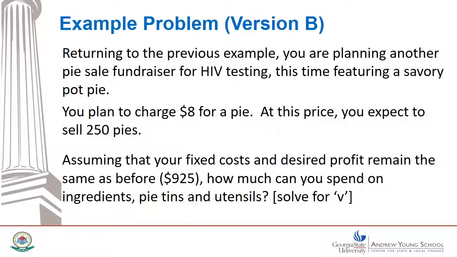Now let's change a few items in the prior example. Now we want to solve for variable costs, or small v. Assume you're planning another pie sale, but this time featuring a different pot pie that you will sell for $8 each. You expect to sell 250 pies at that price. Your fixed costs of 525 will remain the same, as will the profit target of 400. So the total fixed cost still equals 925. How much can you spend on variable costs?